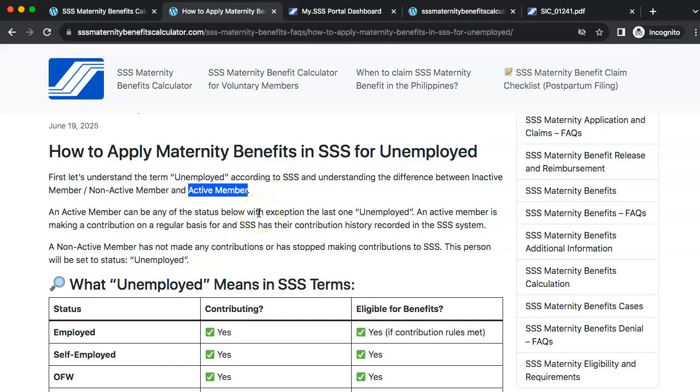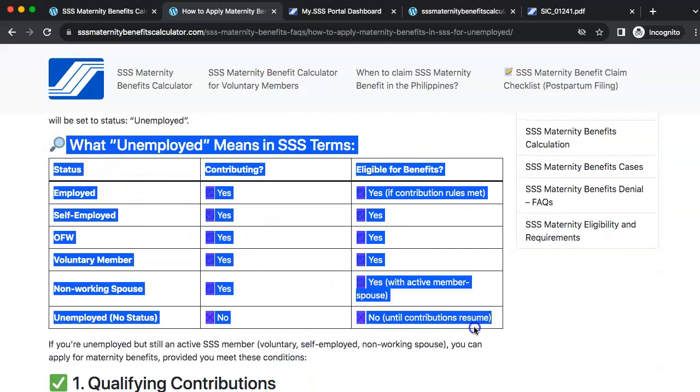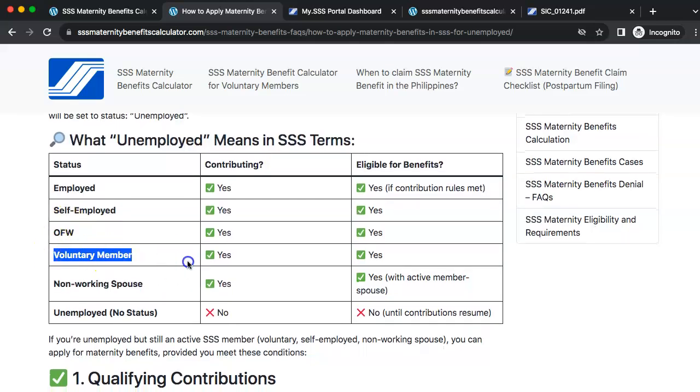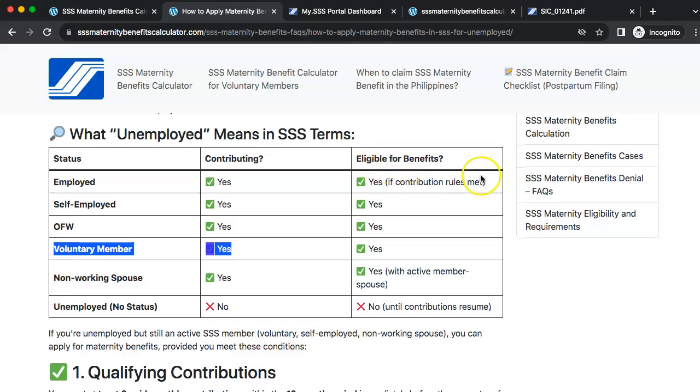What it really means is that if you're, for example, not working, unemployed, but you're still paying contributions, you're considered here on this list as a voluntary member. You're still contributing, so you're eligible for the benefits.